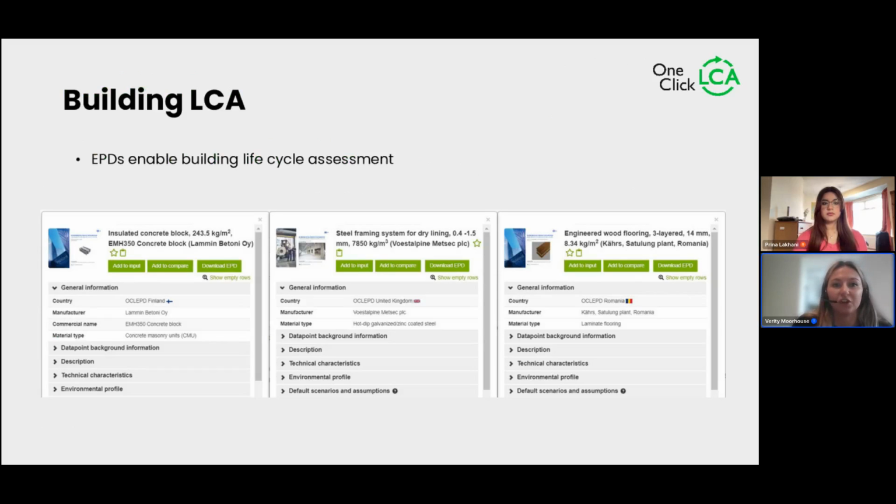This is just a slide to show how they might be used in a building lifecycle assessment. So often, because you publish an EPD as a PDF, you think that people are just looking at your PDF. That's not necessarily the case.